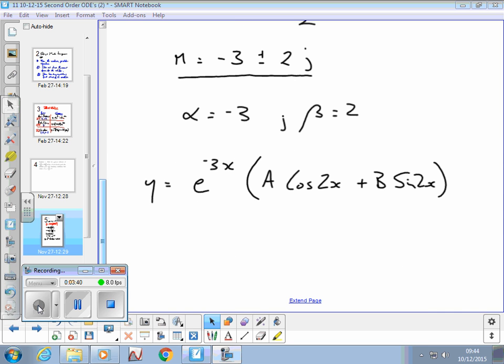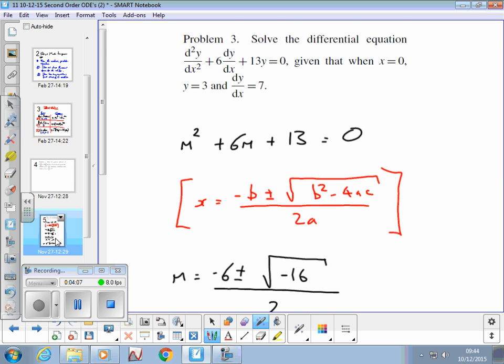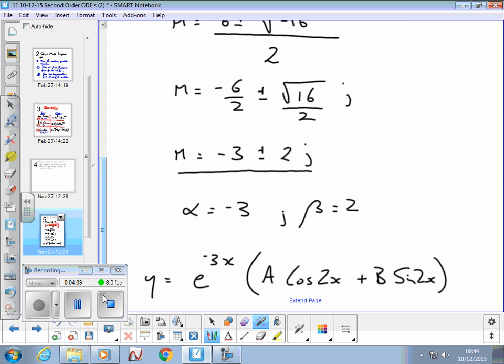-3, of course, because alpha is -3, so here's a -3. If you look back at these solutions, you can see that alpha is -3, so if we go back to your table, if you've got a complex solution, alpha is the real part, and beta is the number inside the imaginary bit. So beta is whatever that number is, which is 2. Not 2j, just the 2. So that's why alpha turns out to be -3 and beta turns out to be 2.